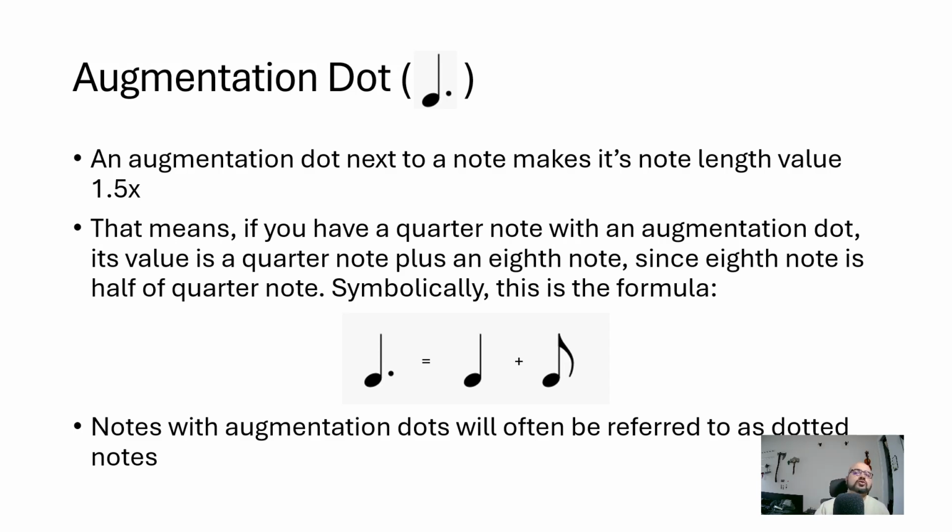So if you see a note with a dot next to it, that means the time value of that note is multiplied by 1.5. So if you think of a quarter note which has a dot next to it, the effective time value of that note is a quarter note plus an eighth note. An eighth note in time value is a half of a quarter note. So effectively, a dotted quarter note is a quarter note plus an eighth note in time value. The notes with an augmentation dot will often be referred to as dotted notes. It's just an easier way of saying that.